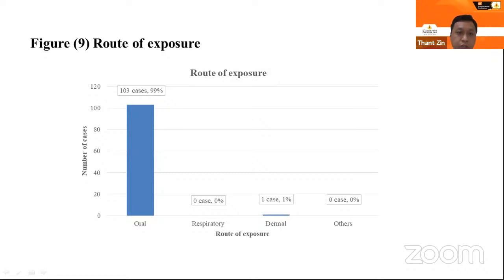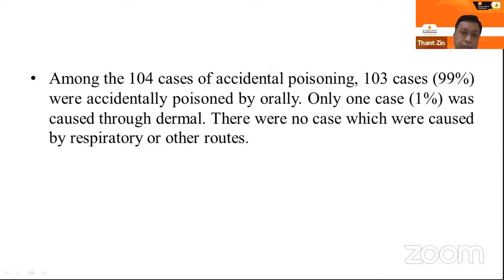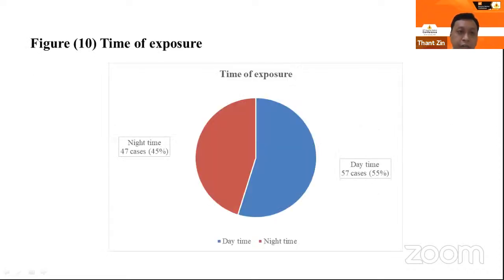Regarding the route of exposure, almost all cases, that is 99% of the accidental poisoning, occur from the oral route, and only one case is via the dermal route. Regarding the time of exposure, there is not much difference between daytime and nighttime. Daytime is represented as 55%, and nighttime as 45%.